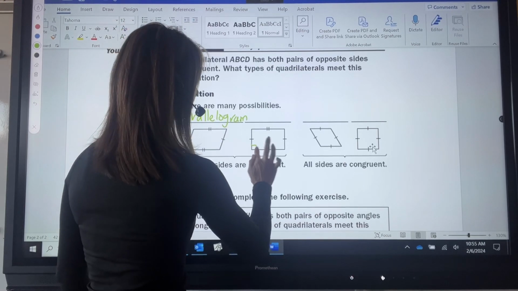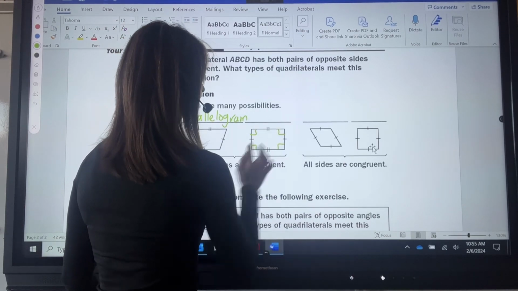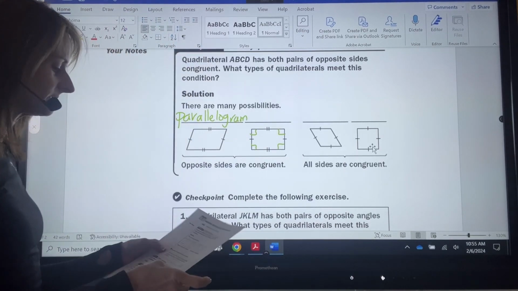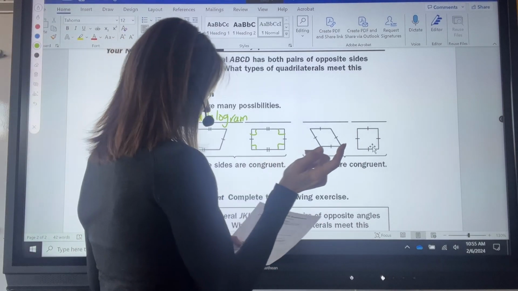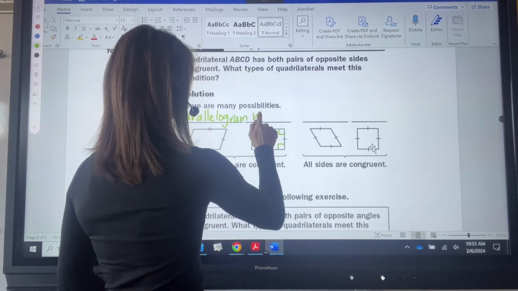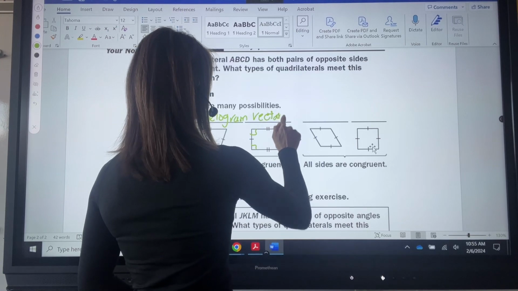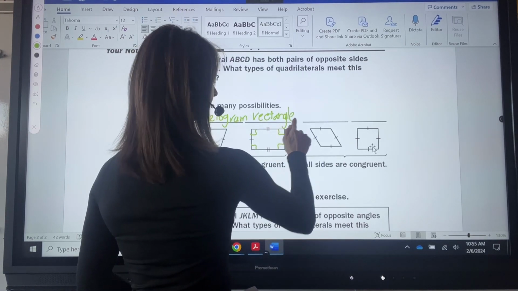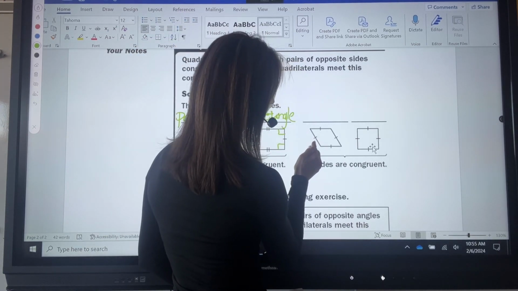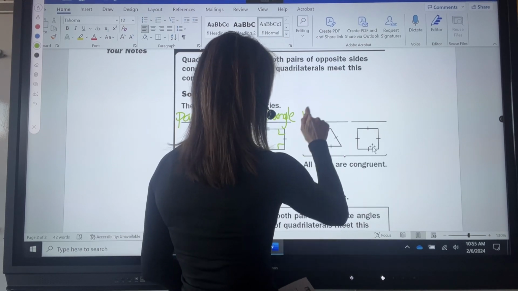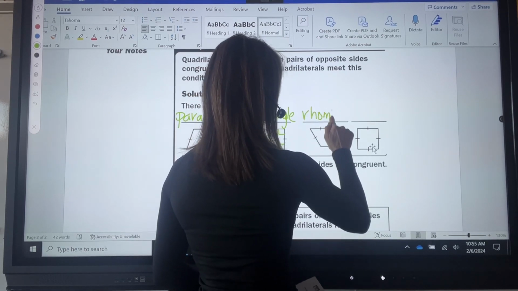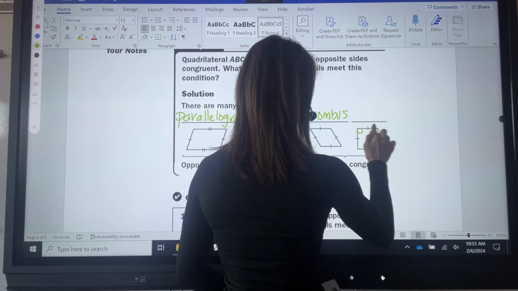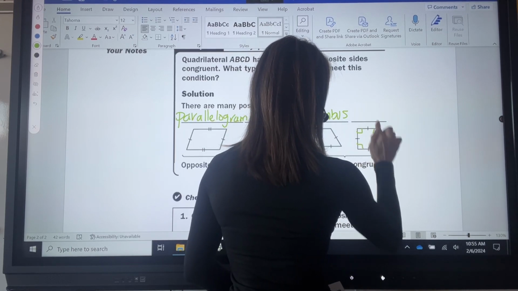Okay, and they really should have told us these are all 90 degrees. So they're trying to show us that that is a rectangle. Yes? And we don't know these angles, but we know all the sides are congruent, so this is a rhombus. And this one should have all right angles. That should be a square.